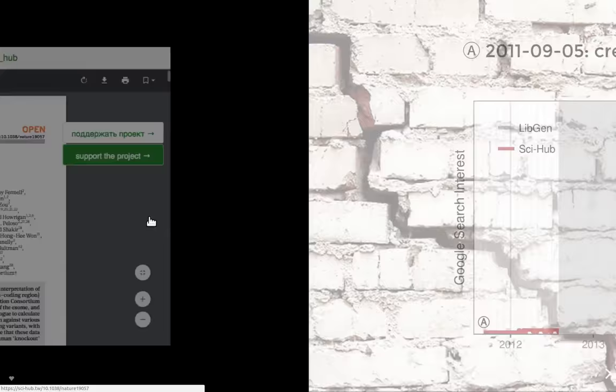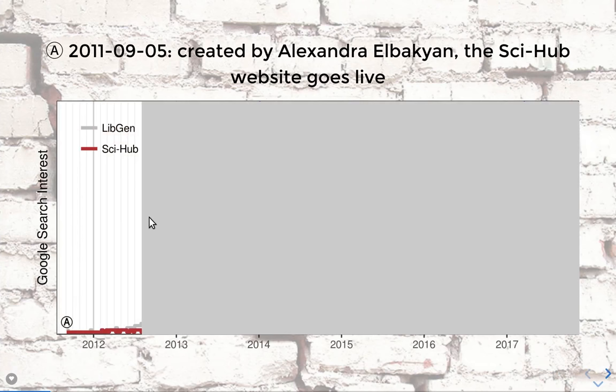I'll give you a little history now of this resource, and it's been gathered by digging through old forums and news articles about it. In September 2011, someone named Alexandra Elbakyan created Sci-Hub. She's from Kazakhstan. She was a graduate student at the time, and she was frustrated by access to literature, and now she is thought to reside in Russia.